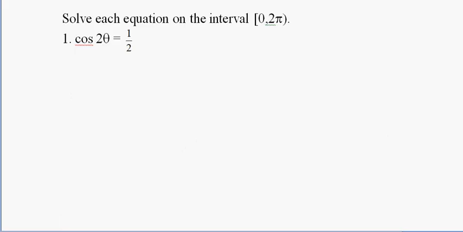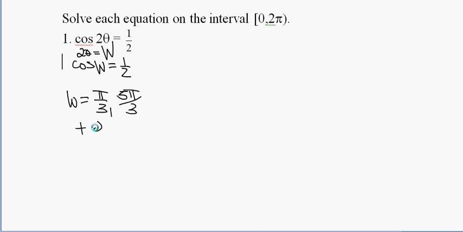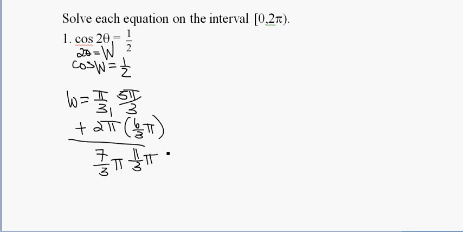So what I do is I imagine that this is just cosine theta. So I have cosine, I'm going to let 2 theta equal a random variable, I'll call it w. W equals a half. So this is true when w is equal to pi over 3, and in the fourth quadrant, which is 5 pi over 3. I'm going to add 2 pi to both of these, which is the same as 6/3 pi. So pi over 3 plus 6/3 pi is 7/3 pi. And 6/3 plus 5/3 is 11/3 pi.